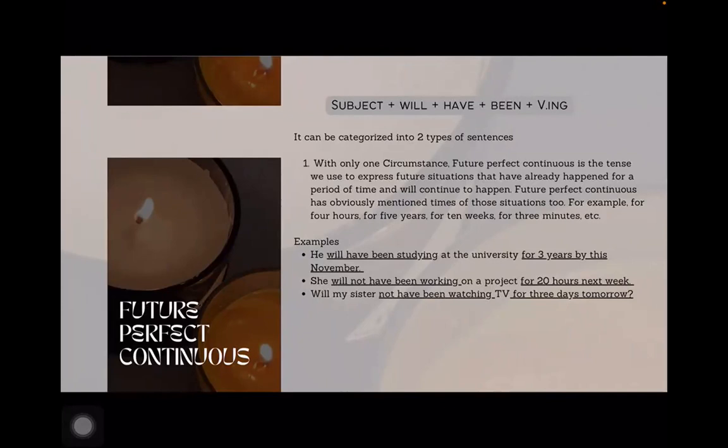Furthermore, future perfect continuous obviously mentions the time, for example, for 4 hours, for 5 years, for 10 weeks. Example: he will have been studying at the university for 3 years by this November. It means that in this November, he will have been studying at the university for almost 3 years. You can see that we mentioned the time.